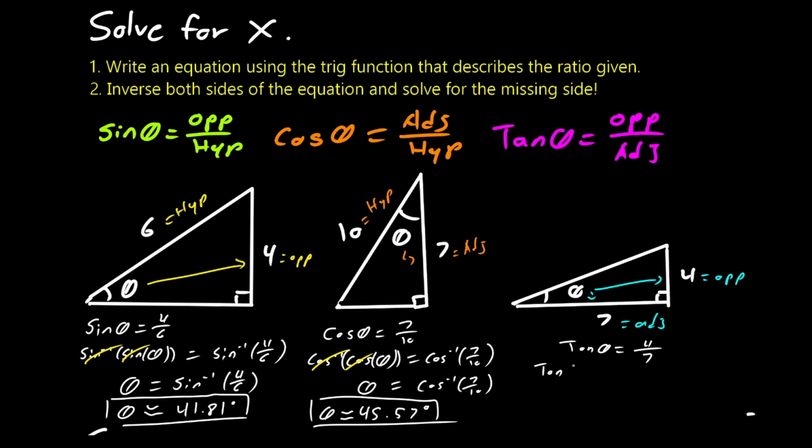Inverse tan both sides. The inverse tangent and the tangent cancel out, and we get theta is equal to the inverse tangent of 4 over 7. Put that into your calculator, and we get theta is approximately 29.74 degrees.